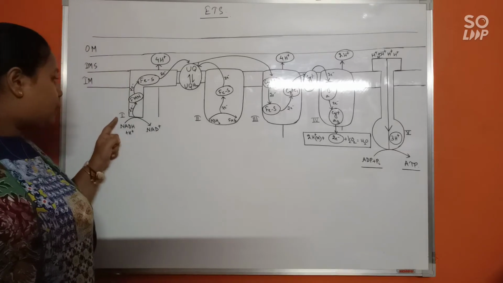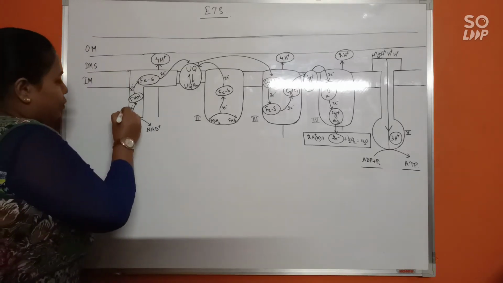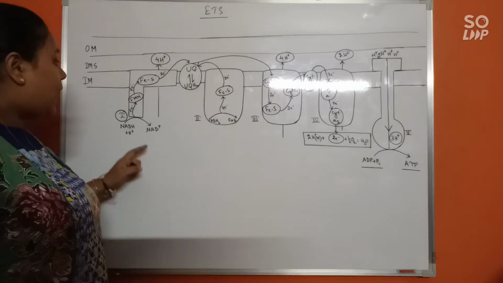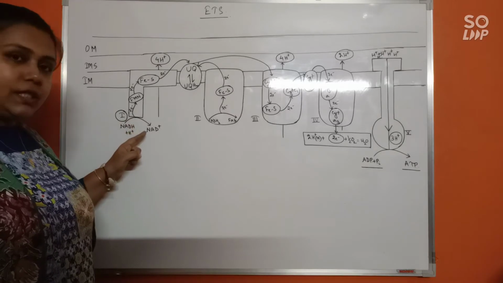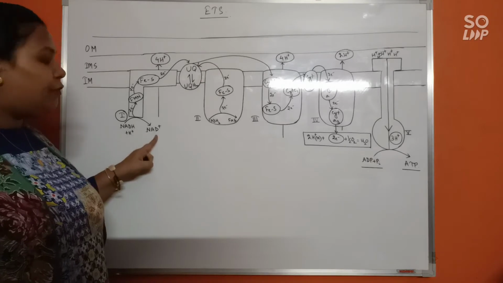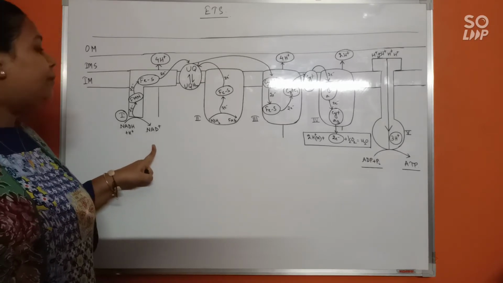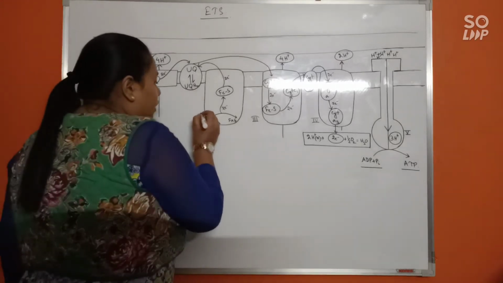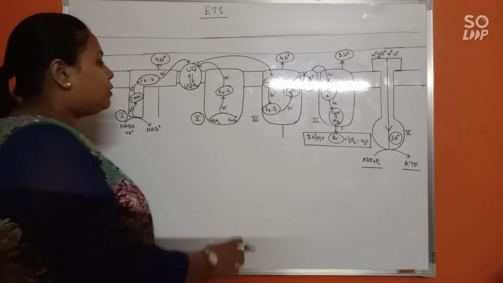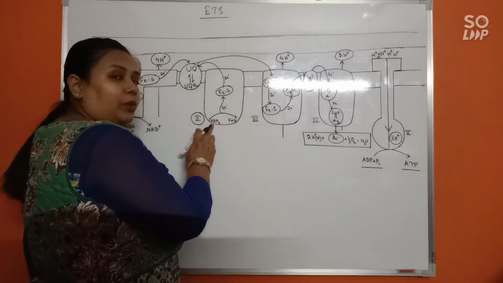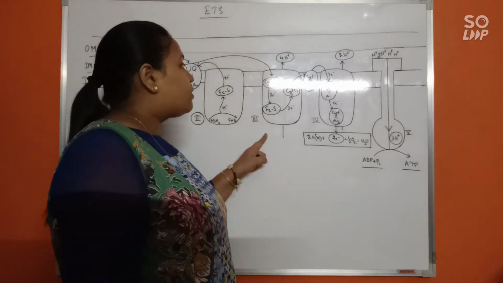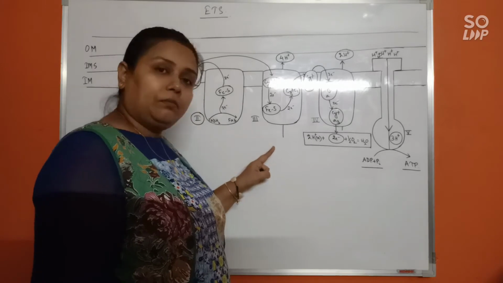First complex, complex 1. Complex 1 is called NADH dehydrogenase complex, and it takes up the electrons that are being released by NADH plus H plus when it is converted back to NAD plus. Now coming to complex 2. Complex 2 is called succinate dehydrogenase complex. It allows the electrons that are released from FADH2. Now complex 3 is called cytochrome B-C1 complex.